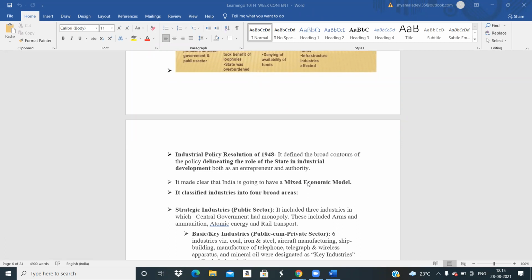The second one is privatization. What is privatization? Today, hardly a few companies are under the control of the government. The rest are all private sector only. Right?